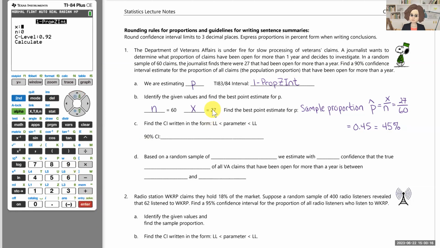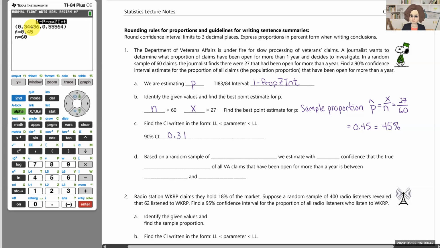And then they want X first. That was 27 of the claims. And then N next, out of the 60. Confidence level 90%, so 0.9. And then calculate. And now I'm going to be rounding to 3 decimal places. So the lower limit would be 0.344.